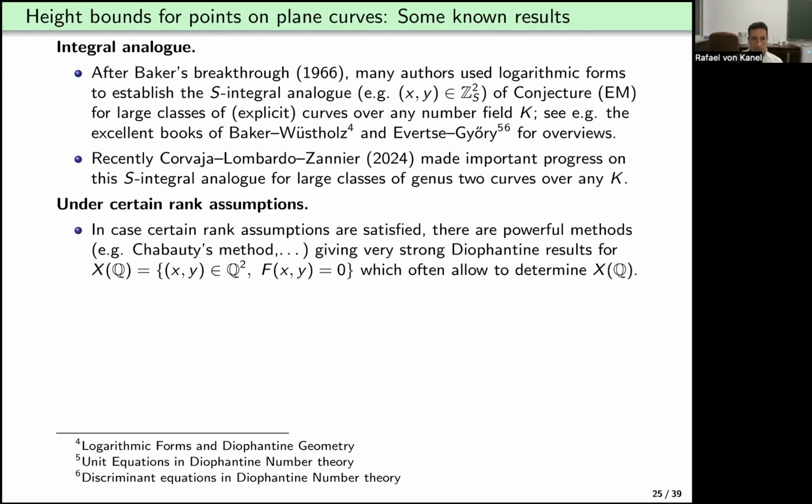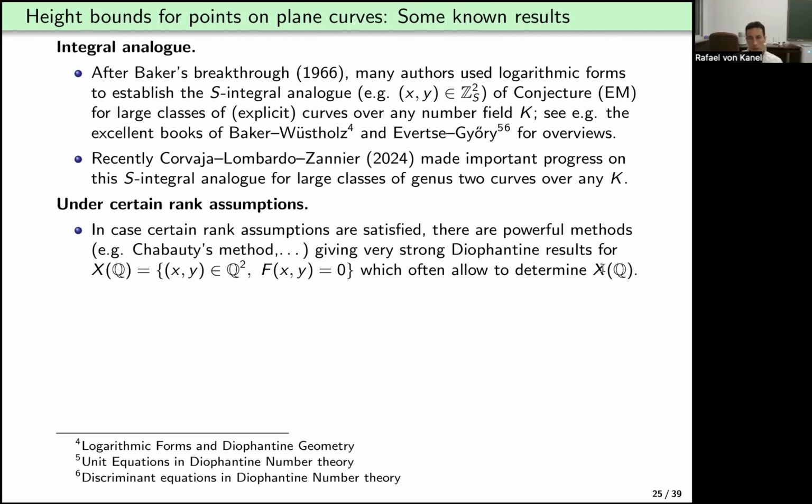Also, if one has some more information about certain ranks, for example about the Mordell-Weil rank of the Jacobian of these curves, then there are very powerful methods, like for example Chabauty's method, which give strong Diophantine results for this set X(Q). And actually, these results often allow not only to bound the height, but to really determine all the solutions.